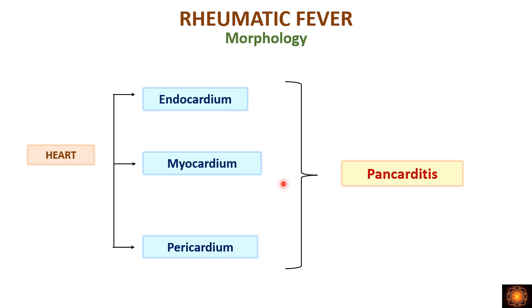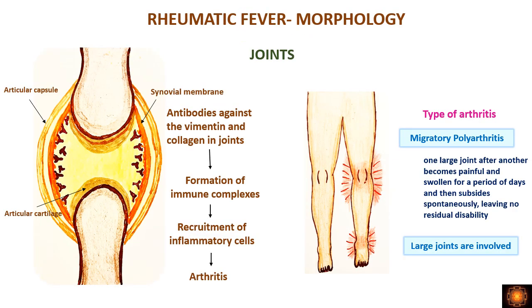Then if all the three are involved, endocardium, myocardium and pericardium, we call it a pancarditis. Then coming to the joints, typically the antibodies cross-react against the vimentin which is present here, and also against the collagen, because as I told you, first initially the damage to the heart occurs and then the collagen is released, to which the antibodies are formed. So those antibodies also act in the joint. They act against the vimentin and the collagen which is present in the synovial membrane.